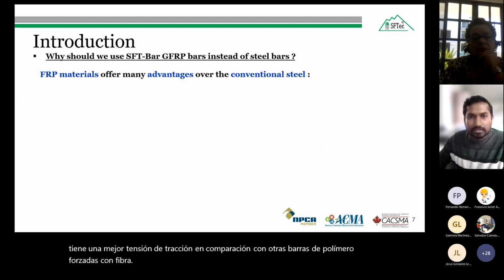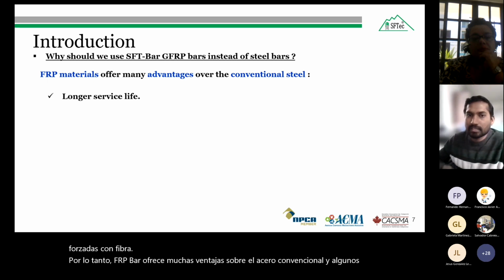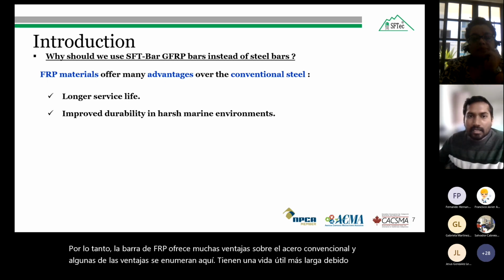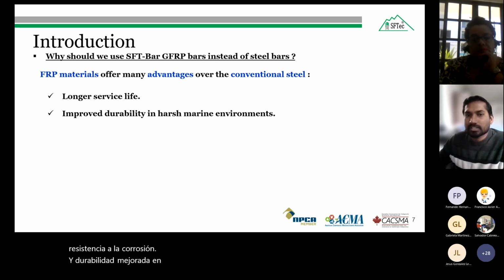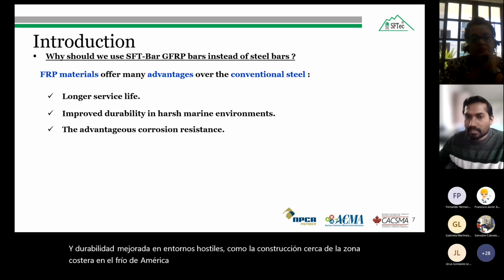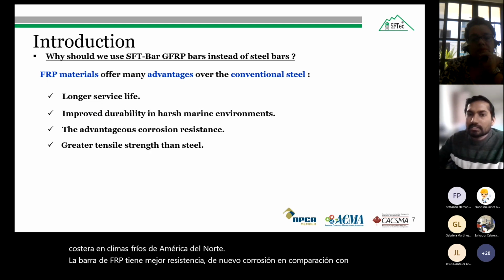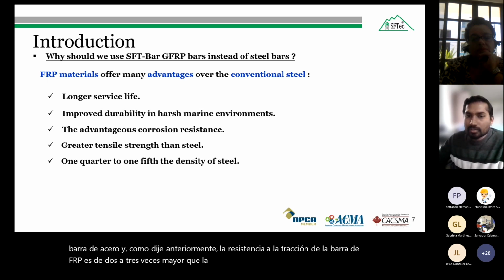FRP bar offers many advantages over conventional steel, and some of the advantages are listed here. They have a longer service life because of their corrosion resistance and improved durability in harsh environments, such as construction near coastal areas and in the northern American cold climate. The FRP bar has better resistance against corrosion compared to steel bar. And as I said earlier, the tensile strength of FRP bar is 2 to 3 times more than that of the steel bar.